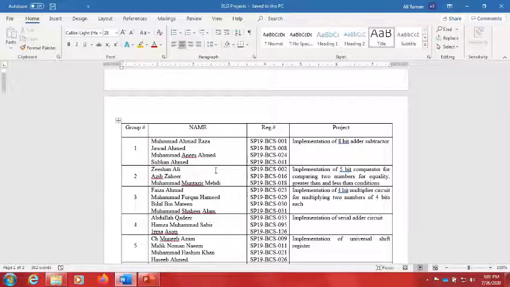So you have to upscale that 4-bit adder subtractor to the 8-bit adder subtractor, and this is the basic project in which you will get the hands-on experience of instantiating the modules, and how you're gonna interconnect those in order to perform your project. Now coming to the second group, that is the group of Zishan, Azib, and Muntazir. What they have to do is they have to implement a 5-bit comparator circuit for comparing two numbers for equality, greater than and less than condition.